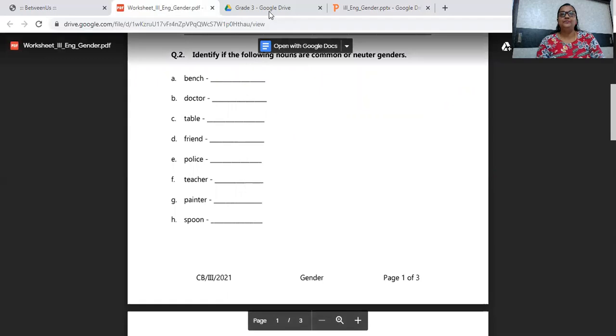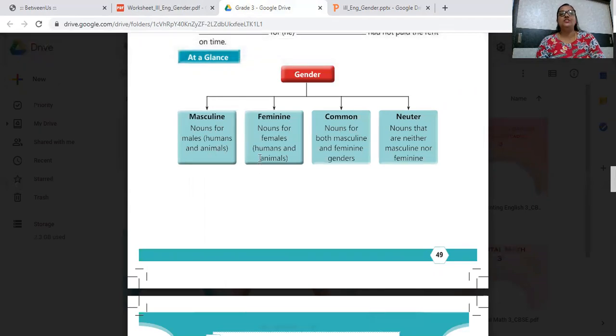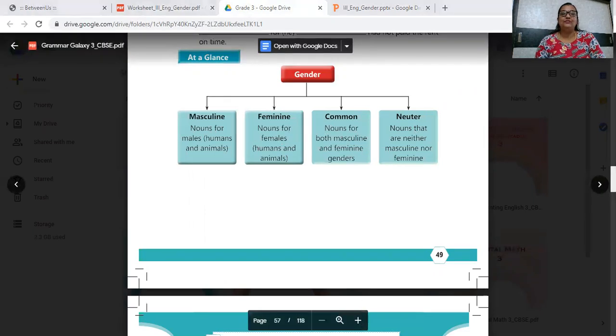So totally, children, today we have learned completely about genders. There are four types of genders as given in this flowchart: first masculine gender, feminine gender, common gender, and lastly, neuter gender. We'll deal with some more exercises related to these four genders.